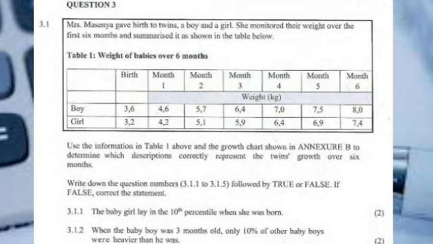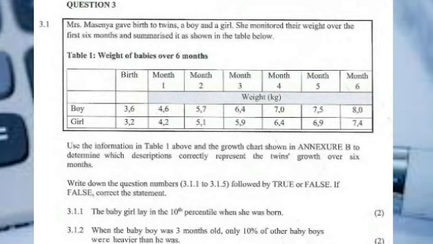So if you fall on the 90th percentile, then only 10% will be above you. So that is the 10% that moves from 90 to the 100th percentile, if I'm making sense. So we are going to just verify that at 3 months old, did the baby boy fall in the 90th percentile? If he does not, then the statement is false. But if he does, then the statement is true.